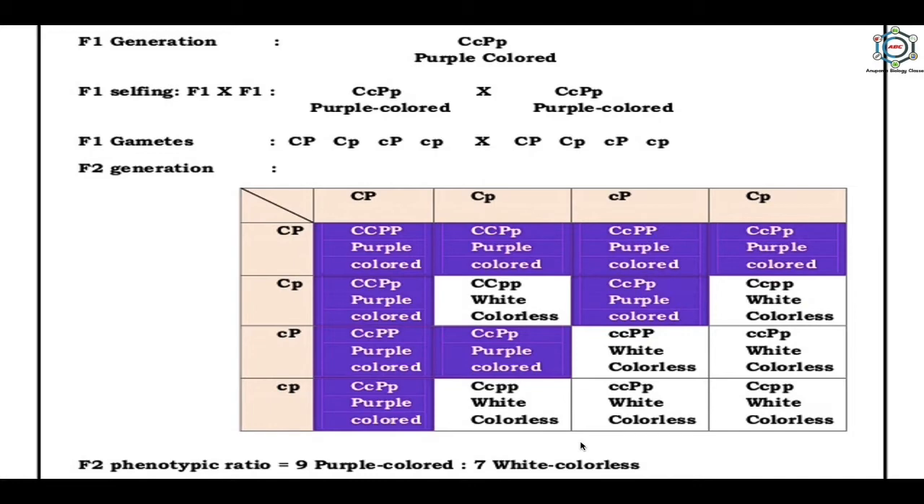Here you can see an example of complementary genes. Here the two pairs of genes located on different chromosomes regulate the flower color in these varieties of the sweet pea. One dominant gene, that is capital C, controls the synthesis of the raw material for the purple pigment, and the other dominant gene, say capital P, controls the formation of an enzyme that converts the raw material into the purple pigment.